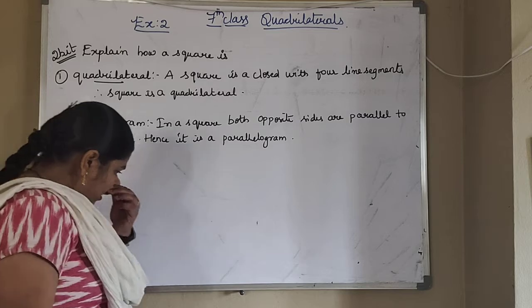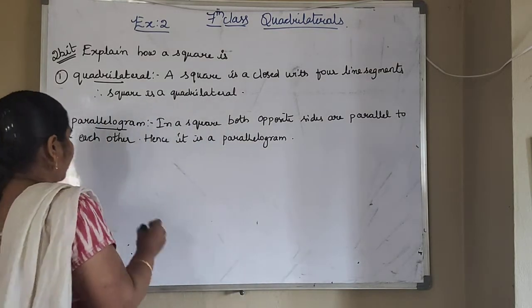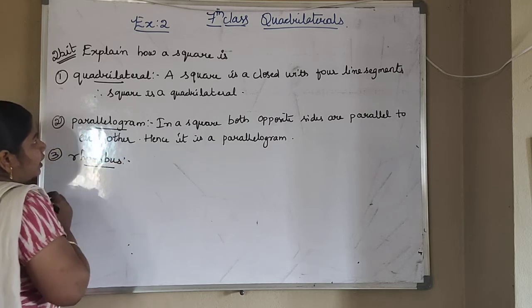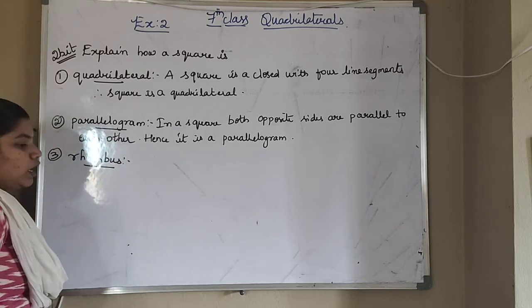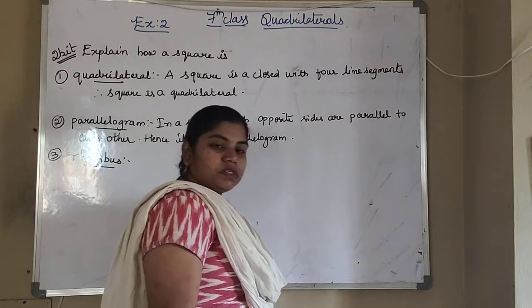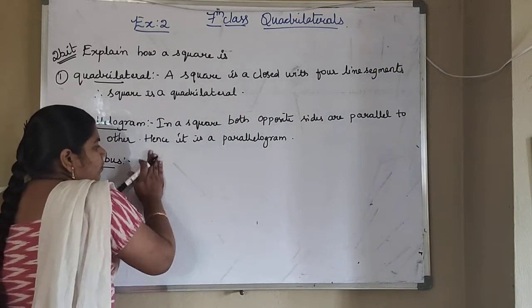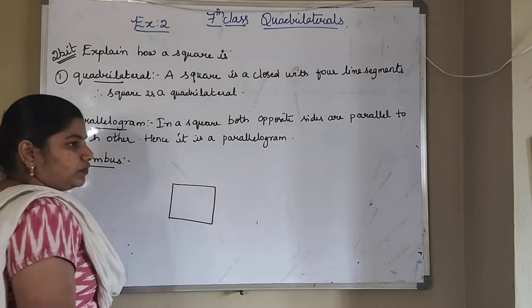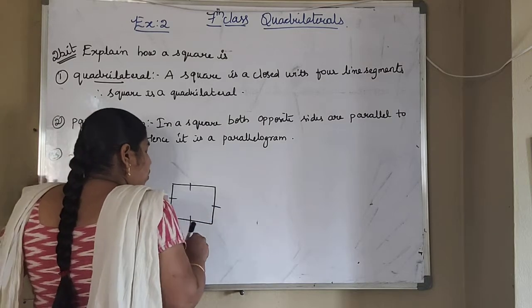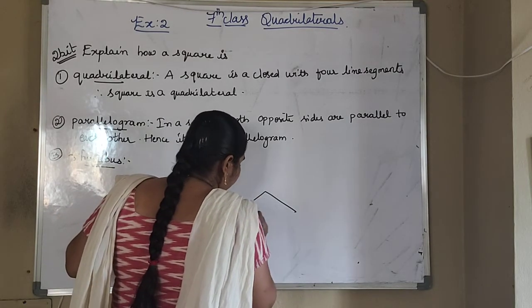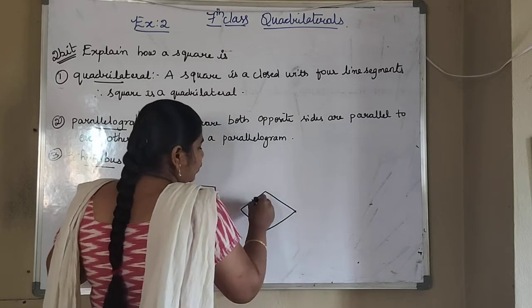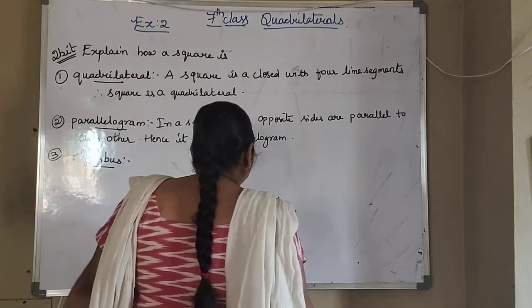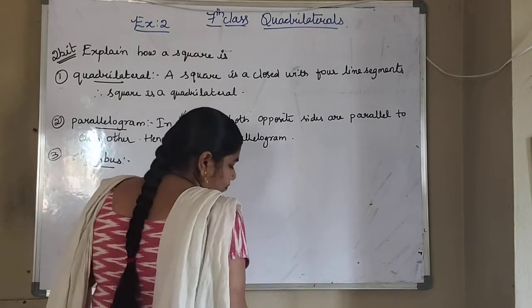In the next one, what is that? Why it is a rhombus, we have to tell. We have to give a reason for rhombus now. Why can we call this square a rhombus? If you see, in a square all sides are equal, and also in a rhombus all sides are equal. So by using this condition, we can say that a square is a rhombus.